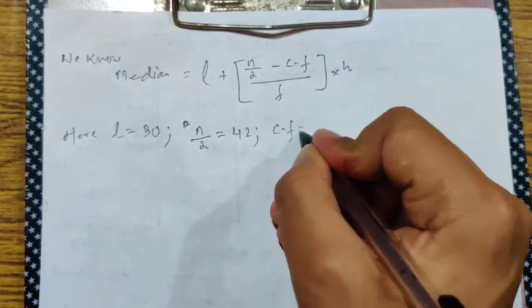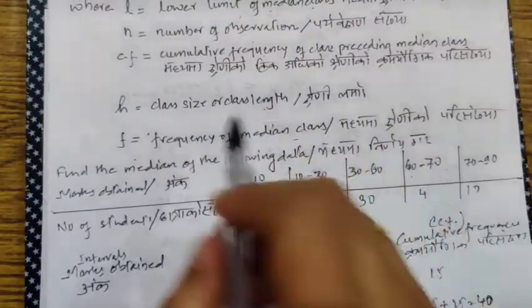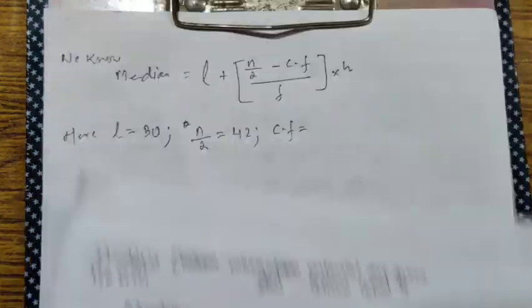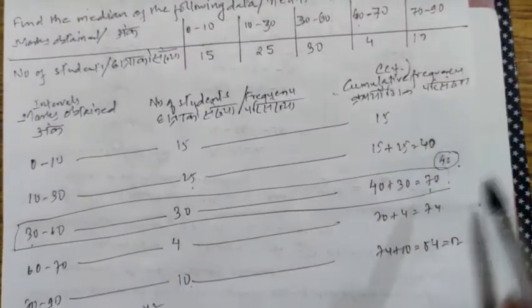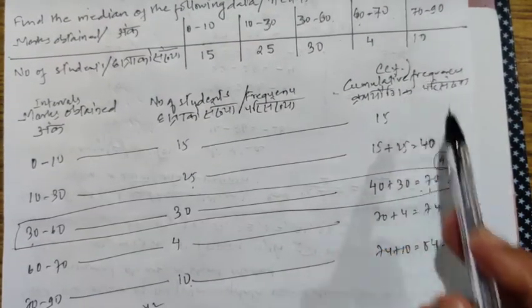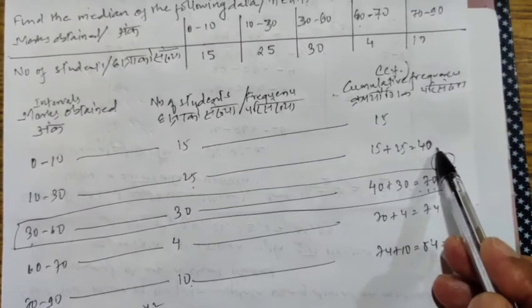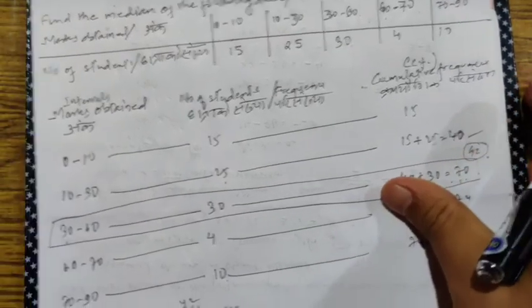Let's find cumulative frequency CF. What is CF? Cumulative frequency of the class preceding the median class. That means before the median class. So where is the median class? This is the median class. So this is the class preceding the median class. So what is the cumulative frequency? 40.